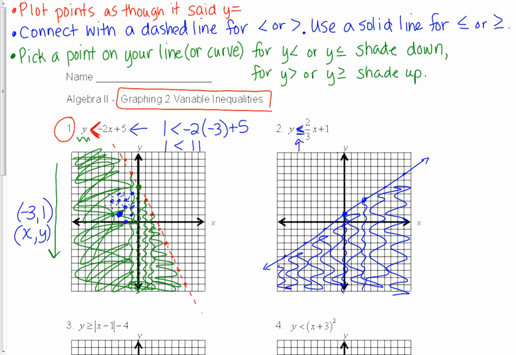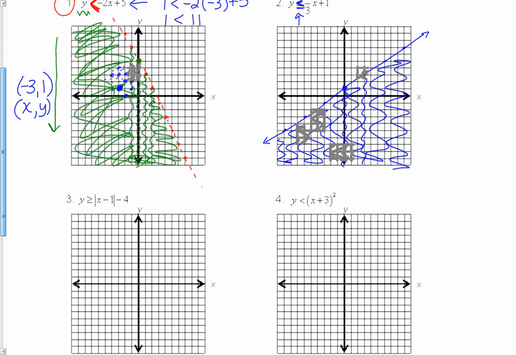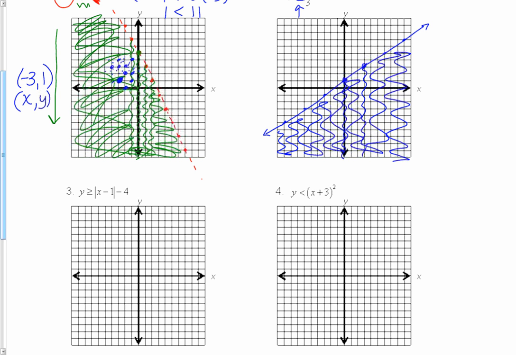If it's y is greater than or y is greater than or equal to, I need to shade up. All right, let's look at number 3 here. Number 3 isn't a line. This is a graph of an absolute value function. So I need to graph my V.